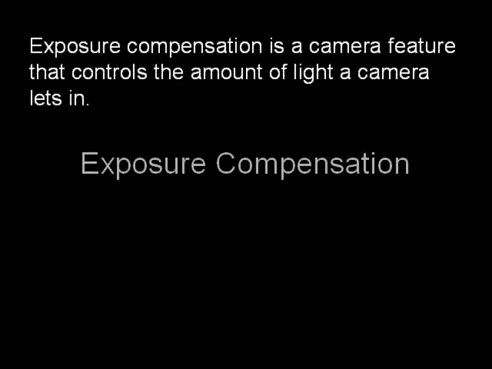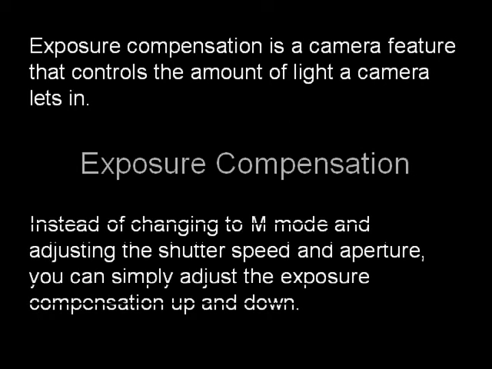Exposure compensation is a simple camera feature that allows you to quickly make your images brighter or darker when shooting in P mode by adjusting the camera's shutter or aperture settings. However, it is much faster than changing from P mode to M mode and adjusting the aperture or shutter speed.